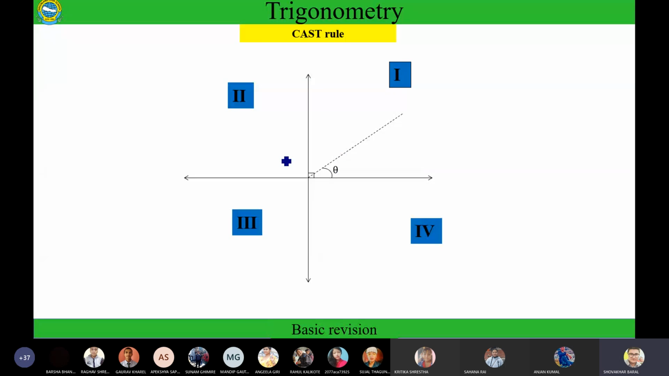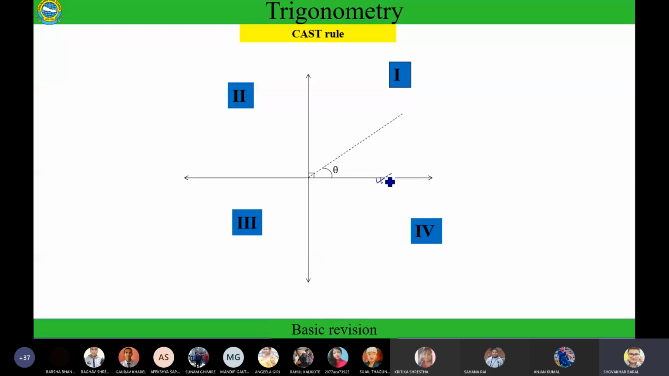And if it goes on increasing, its value will get increased. Suppose if this line overlaps with this line, then the angle will be 90 degree. So here we are taking the reference of this line. We are seeing the angle between this line and this line.